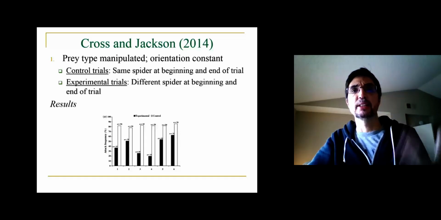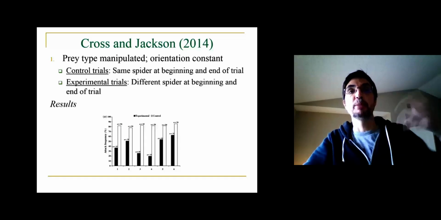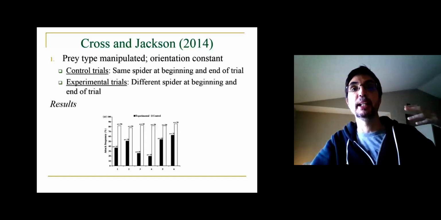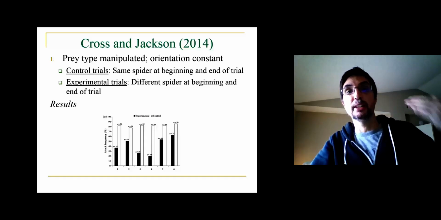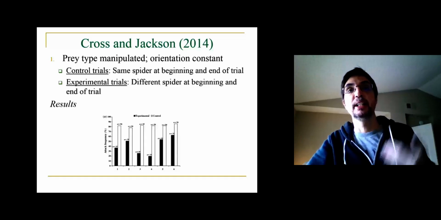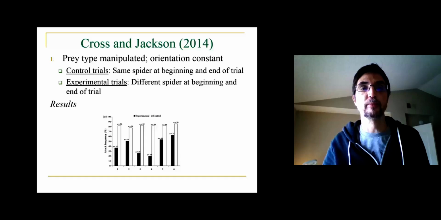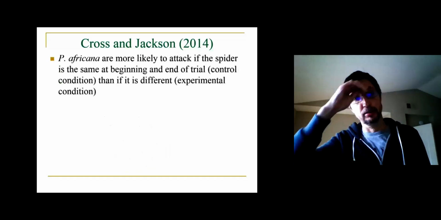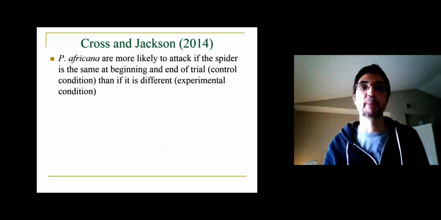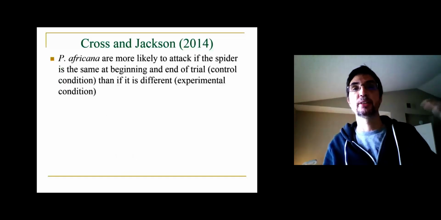So what this suggests is that they're storing in working memory for the duration of the trial a representation of the spider that they had seen at the beginning. The reason they don't attack in the experimental trials is because they're surprised at seeing a prey that they didn't expect. So the Africana spiders are more likely to attack if the spider is the same at the beginning and at the end of a trial than if it's different, suggesting that they've stored in working memory a representation of the object that they saw at the beginning.